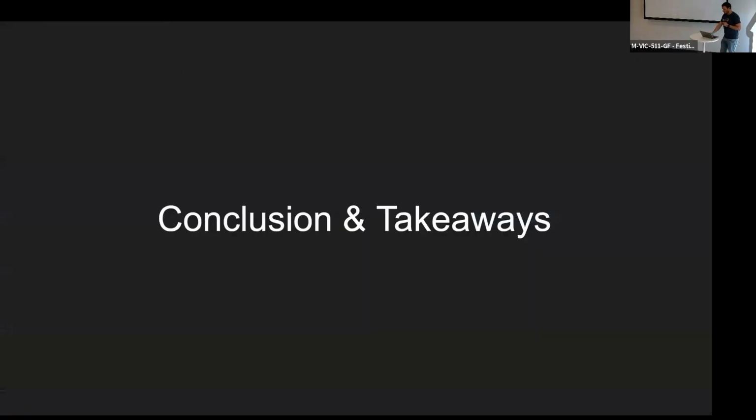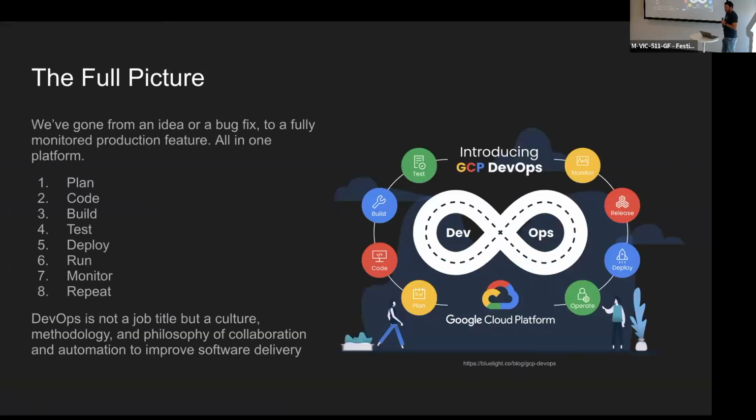So some of the conclusions or takeaways that you might want from this. This is the full picture of what we've just talked about. We've gone from an idea or a bug fix to a fully monitored production feature, all in the one platform. We've planned for our feature, we've written the code for it, we've built it, tested it, deployed it, and we're running the service. And now we're also able to monitor that service.